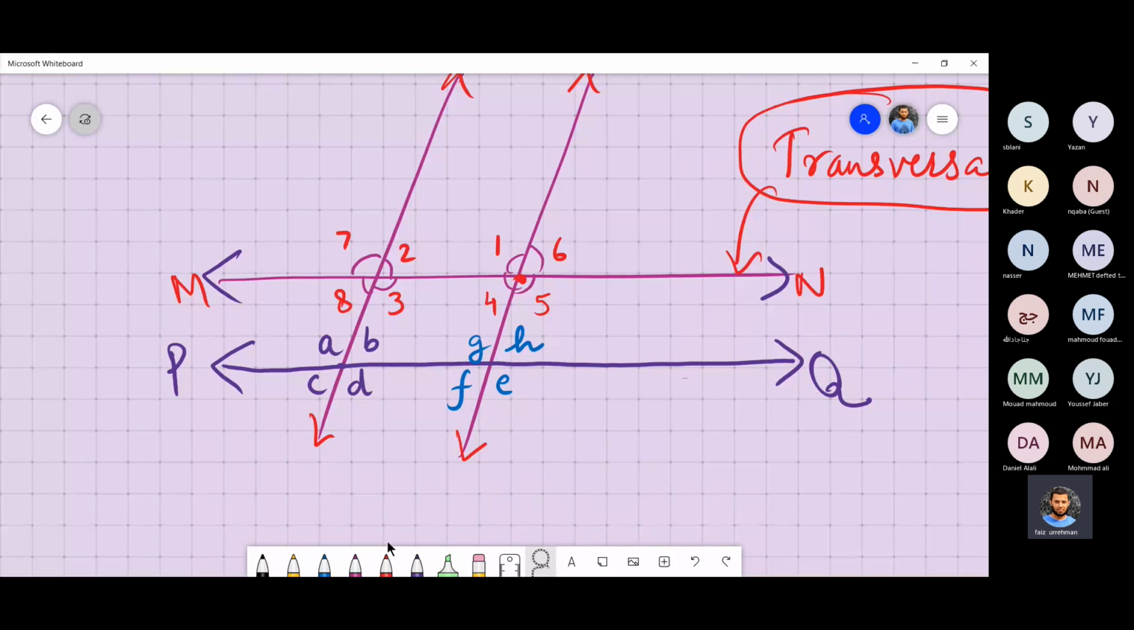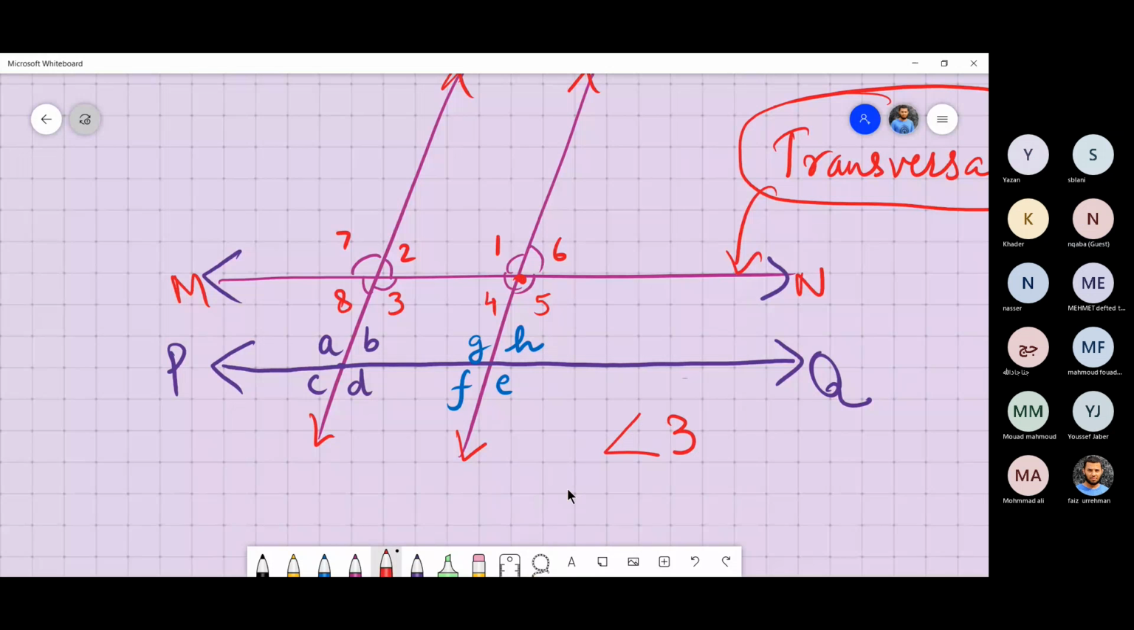Angle 3 you can see. What is the alternate of angle 3? An alternate angle with 3. 4. How 4? 3 and 4 are co-interior. I am asking alternate. 2.